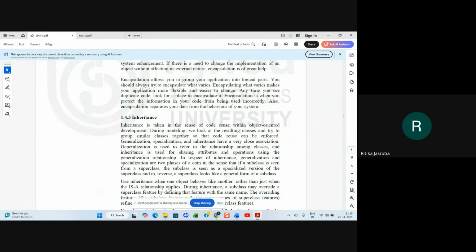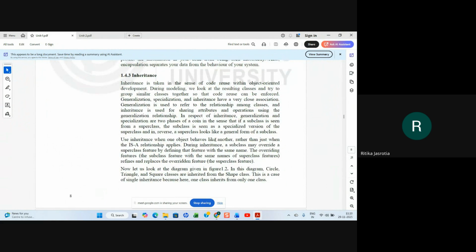During modeling, we look at the resulting classes and try to group similar classes together so that code reuse can be enforced. Generalization, specialization, and inheritance have a very close association. Generalization is used to refer to the relationship among classes, and inheritance is used for sharing attributes and operation using the generalization relationship. In respect of inheritance, generalization and specialization are two faces of a coin, in the sense that if a subclass is seen from a superclass, the subclass is seen as a specialized version of the superclass, and in reverse, a superclass looks like a general form of a subclass. So use inheritance when one object behaves like another rather than just when the is-a relationship applies.